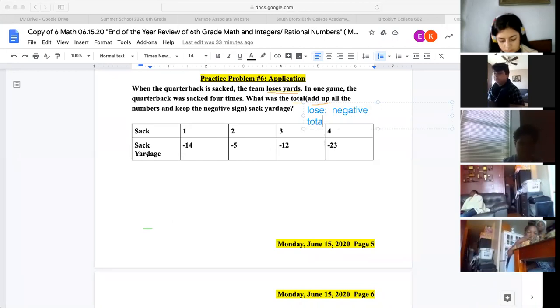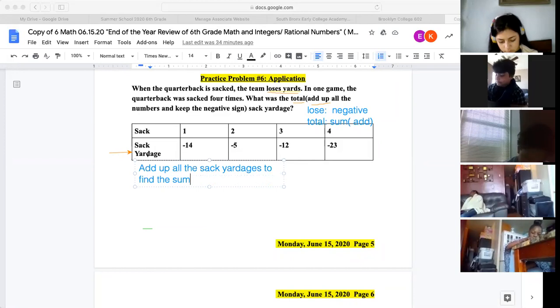And then we have the word total. What does it mean? How do we find the total? What operation? Add. Right, which means add. All right, so now we're going to take all these numbers where it says sack yardage. And we are physically now going to add. Please write these words down, guys. Yardages. To find the sum, which is the total. So we're going to add up negative 14 plus negative 5 plus negative 12 plus negative 23 to get blank sack yardage.